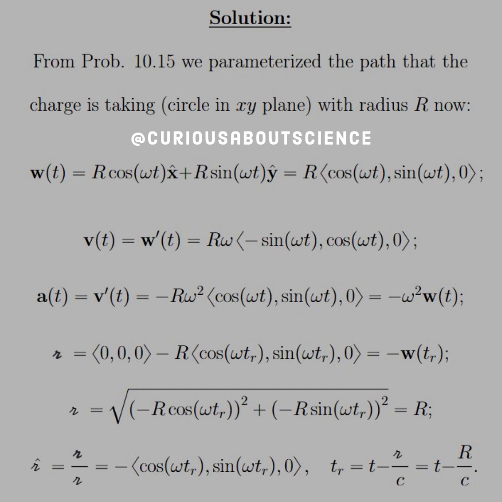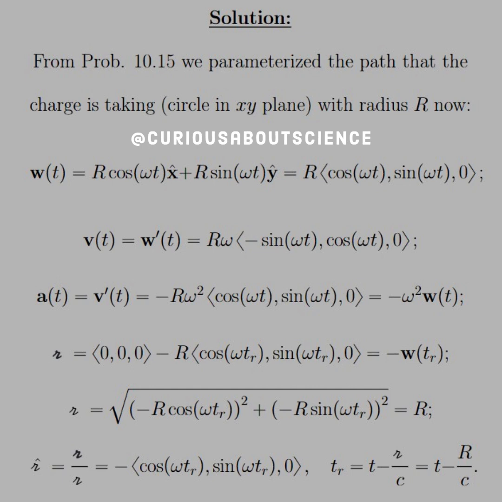Well, again, since we want to find this at the center, script r is equal to 0, 0, 0 minus the w(t) r, evaluated at the retarded time. So we get negative w(t_r) times r, and then clearly here, script r magnitude is equal to the square root, so that's just equal to capital R. And then the unit vector moves on pretty quickly, I would say. Just divide the two, and then the r's cancel.